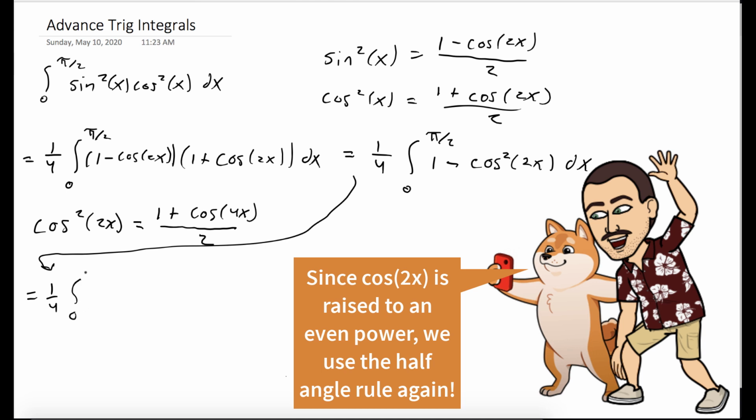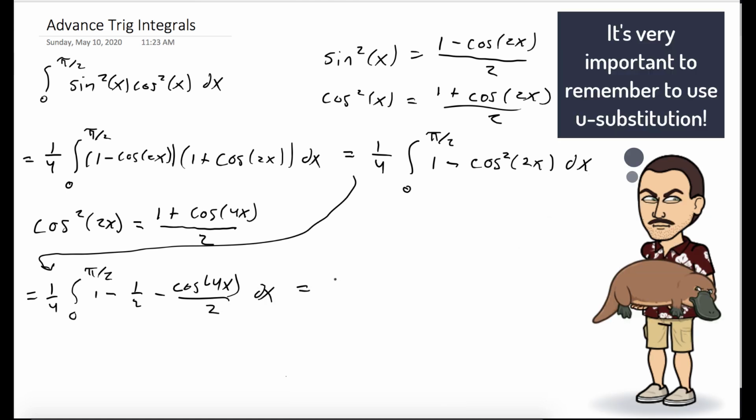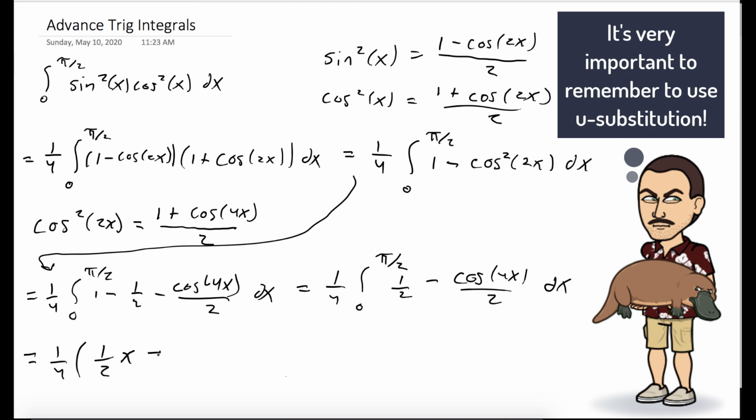We sub this all in, and we're going to be left with an integral that we could solve. This integral is 1/4 the integral from 0 to pi over 2 of 1 minus 1/2 minus cosine of 4x over 2, which we can group some terms together to get 1/4 the integral from 0 to pi over 2 of 1/2 minus cosine of 4x over 2. Now we can integrate this. We still have the 1/4 on the outside, and we're left with 1/2 x minus sine of 4x over 8.